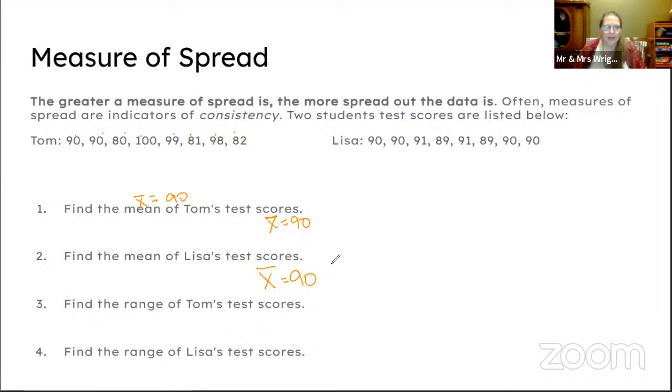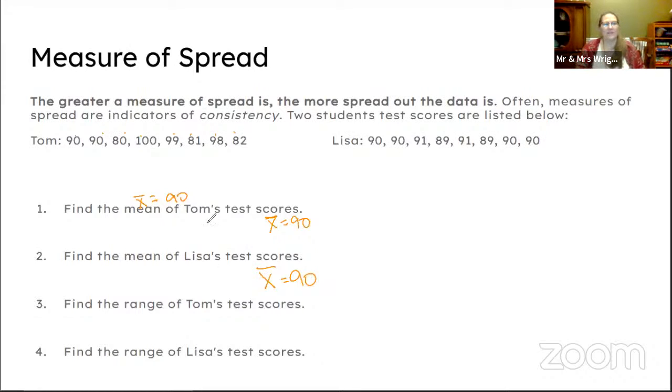So what's the range? They have the exact same mean, the center of the data, right? Mean is a measure of center of data, just like median is a measure of center of data. Okay, but that doesn't tell us too much. That just tells us what the average is. How can we tell which student is more consistent in their work, meaning they generally get the same grades all the time? Well, the best way is going to be the measure of spread. So we're going to look at the range of these scores.